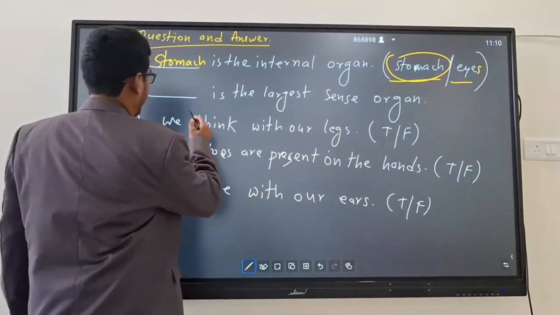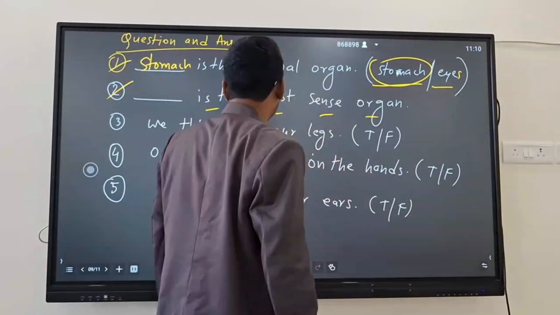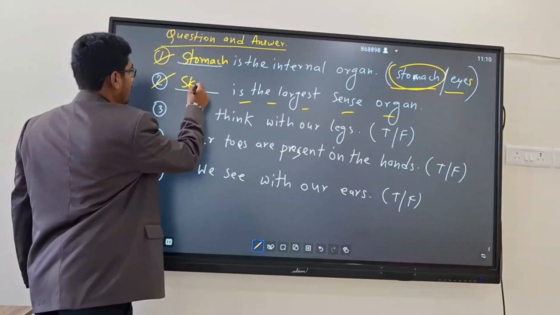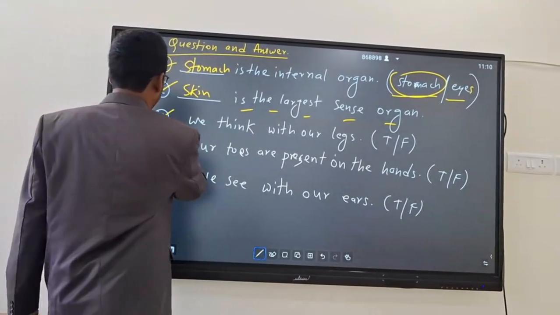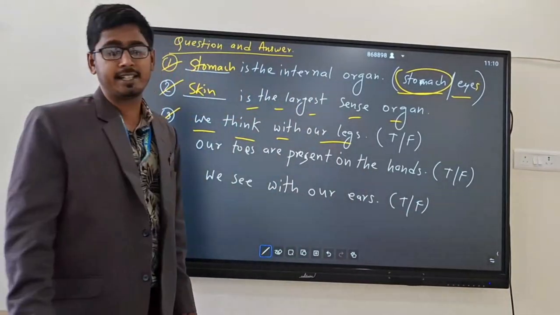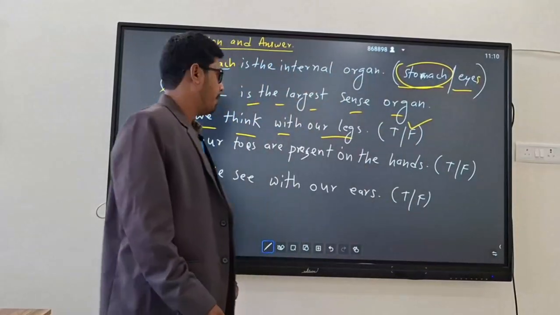Number 2: dash is the largest sense organ. We discussed this a few minutes ago. So skin is the largest sense organ. Number 3: we think with our legs. Definitely it is false. We think with our brain.